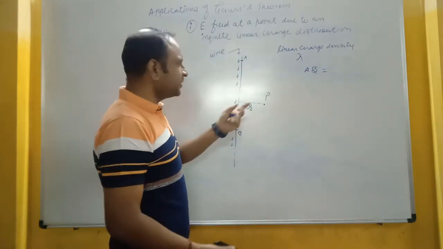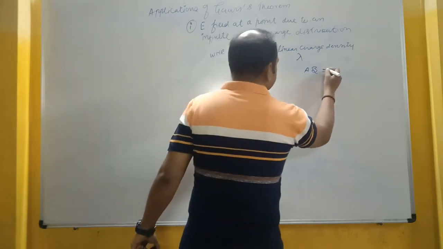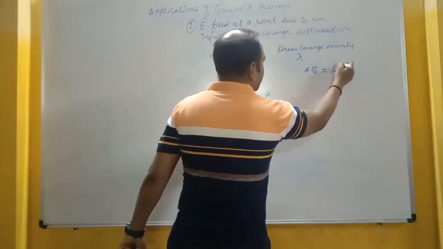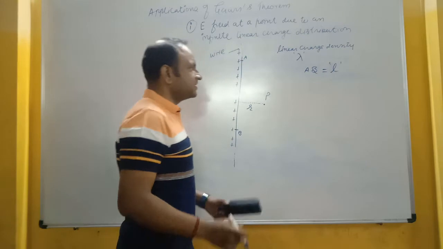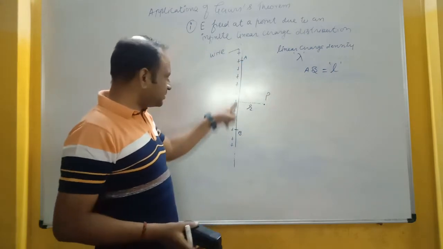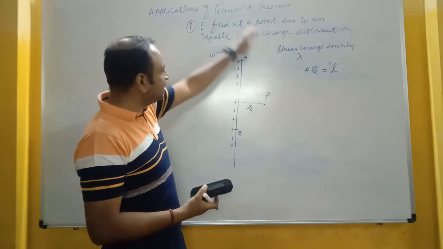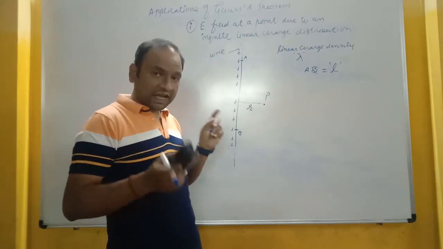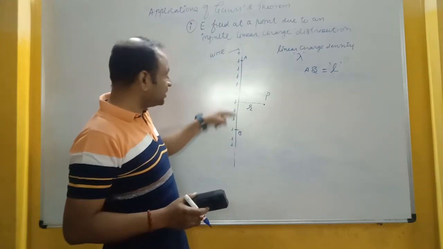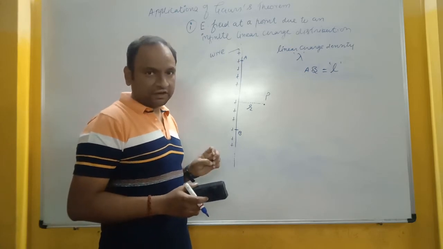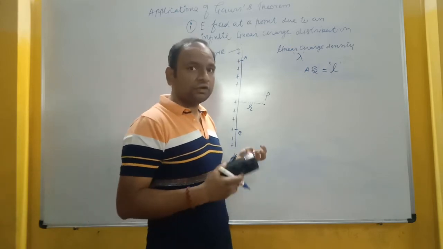So if I give the length of this section as L, suppose L is the length of this section of the infinitely long wire. I cannot enclose the infinitely long wire, but I can very well enclose this section AB of the wire. So how to enclose it now?